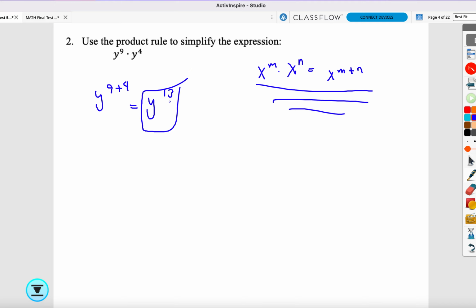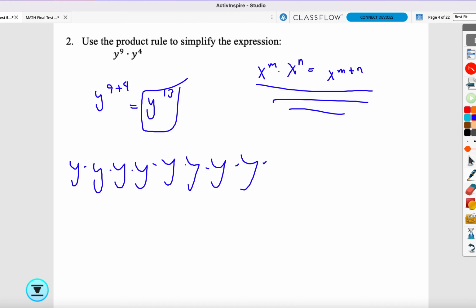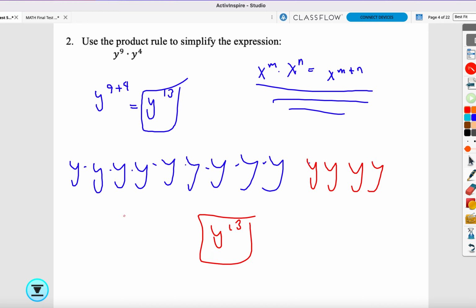Now if you wanted to know why it's 13, well, y to the 9 means there are 9 y's: 1, 2, 3, 4, 5, 6, 7, 8, 9. Here we have 4 y's: 1, 2, 3, 4. And in total, how many do we have? 13. So there are two ways to do it. You can write them all out and add them, or you can just add the numbers, whichever you prefer. See how using the rule made it easier?